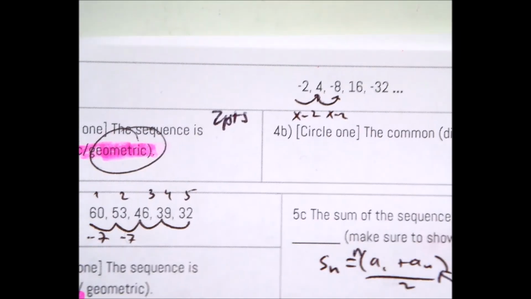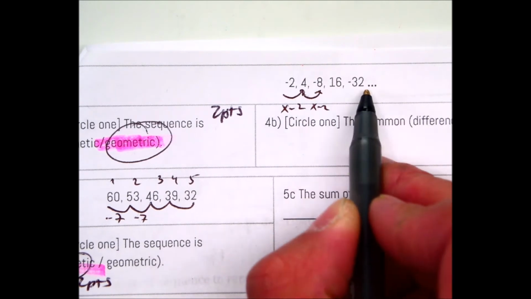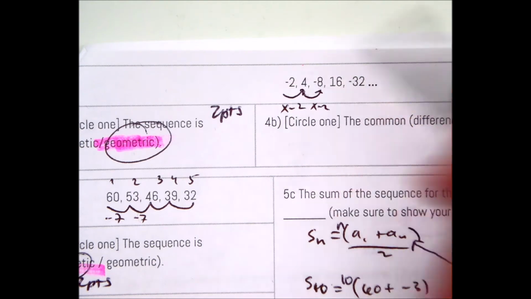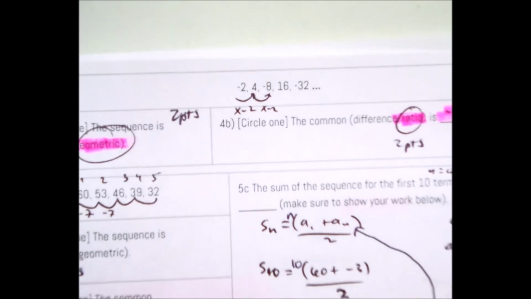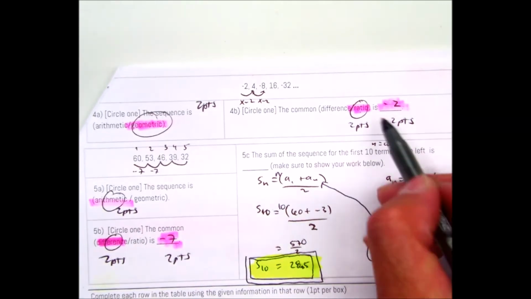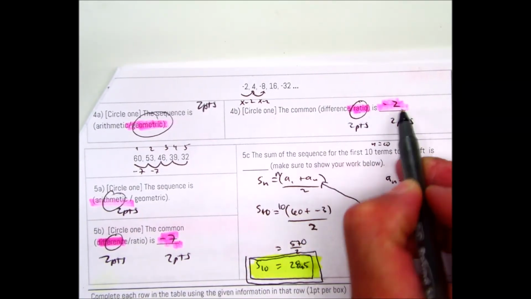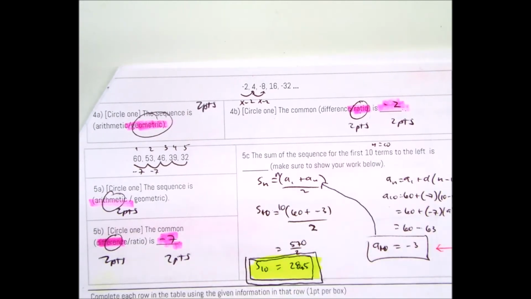So on the back side I have this set here, -2, +4, -8, 16, and -32. What's happening is you're multiplying by -2. That's called the common ratio, so my ratio is -2. So circle it, says circle 1, the common ratio is -2. Each of those are 2 points. And it's a geometric because you have a ratio.